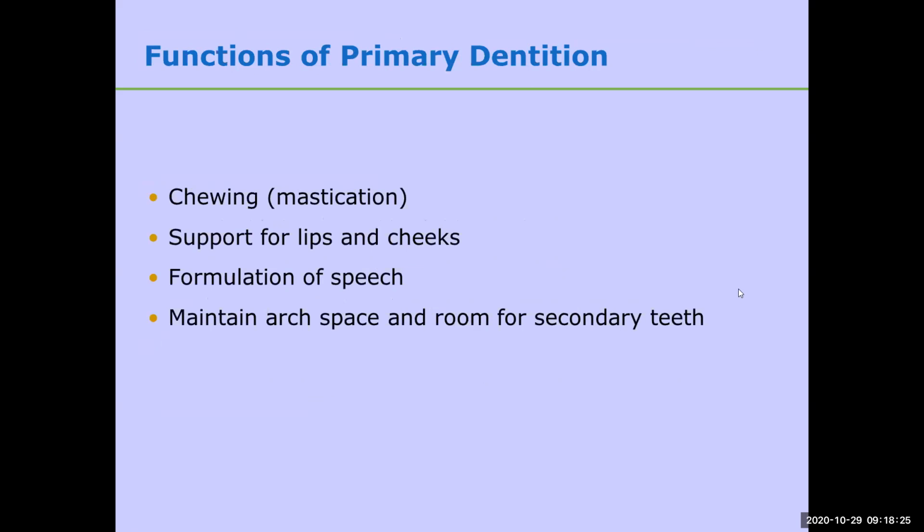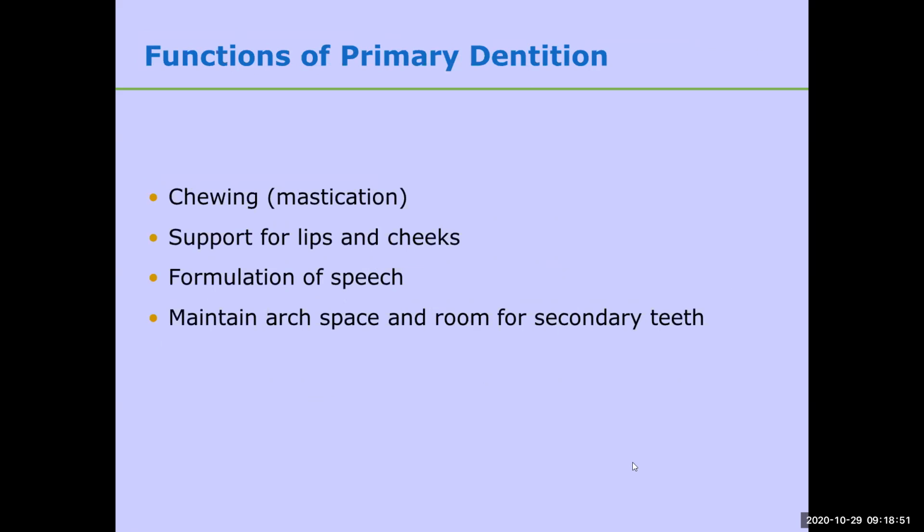What is the function of primary dentition? The same as all the other teeth. Chewing or mastication, they support the lips and the cheeks. They help form speech. It gives our tongue someplace to go, our lips also, so we're not whistling. And it maintains arch space and room for the secondary dentition, for the permanent dentition.